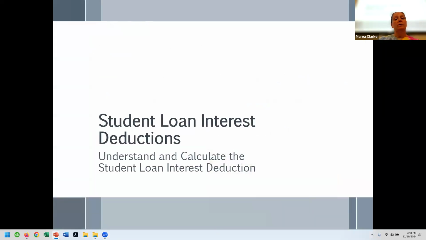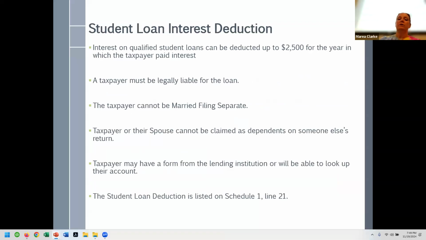Student loan interest. This is one that we definitely do see a few of, right? So if you took out loans to go to school and you are paying them back and you have to pay student loan interest, you can subtract up to $2,500 of that for an adjustment. You must be legally liable for that loan. Your filing status cannot be married filing separate, so that puts out most of our non-resident aliens that are married. You can't be claimed as a dependent, and you must have the form from the lending institution or be able to look up that information. Because the IRS, again, right, they're trying to match that information.